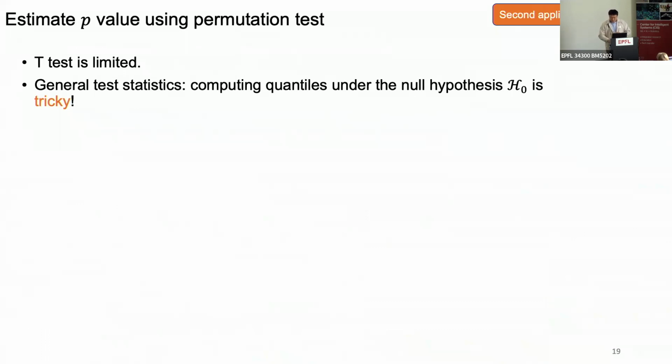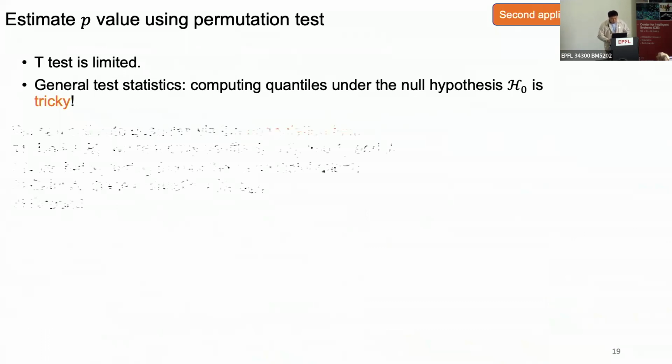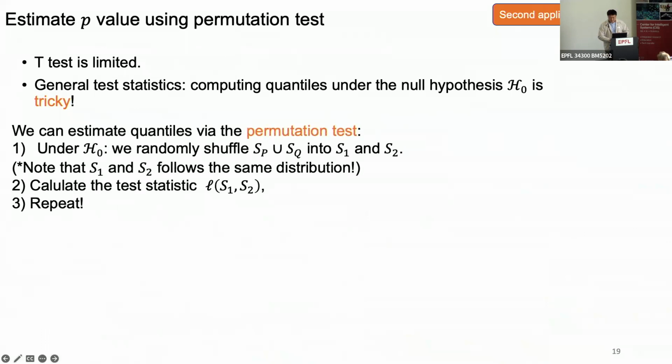We're going to use the permutation test. It has 3 steps, and we repeat these 3 steps. First, under the null hypothesis, we randomly shuffle the joint set of SP and SQ into an S1 set and an S2 set. Then we can treat S1 and S2 as coming from the same distribution. Then we compute the test statistic of S1 and S2.